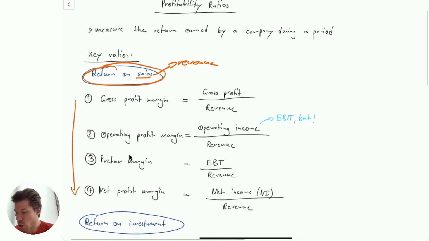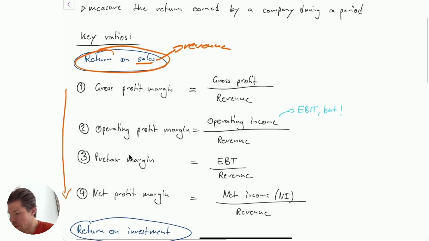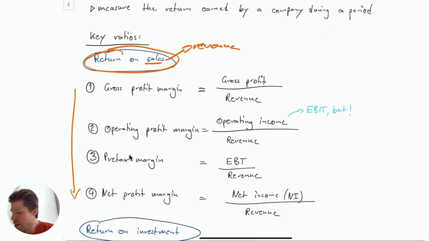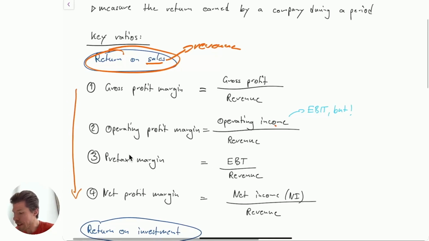I've made another video on the common size income statement, but here, gross profit over revenue, what is the percentage? The higher, the more profitable. Operating profit margin is operating income, one step lower, over revenue. Pre-tax margin, EBT. Net profit margin, net income.